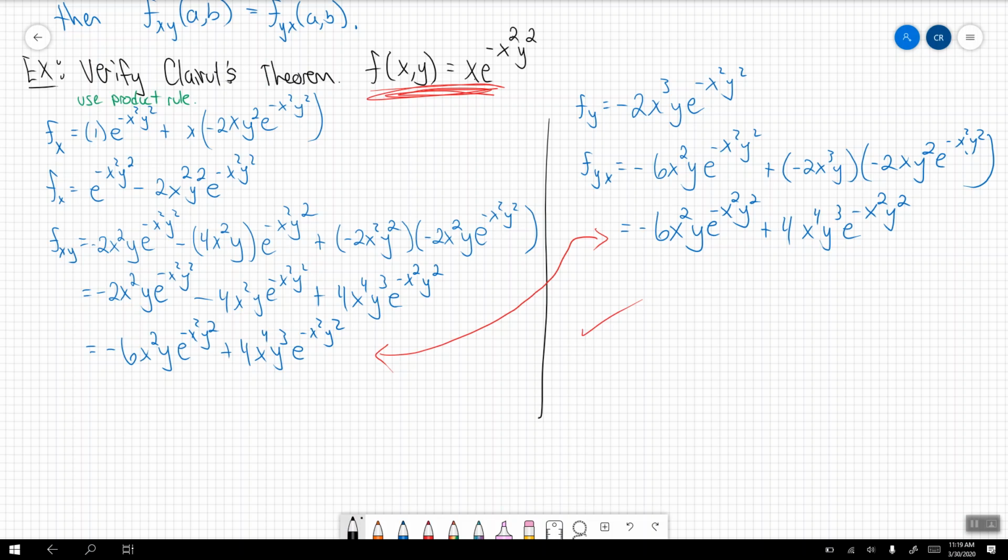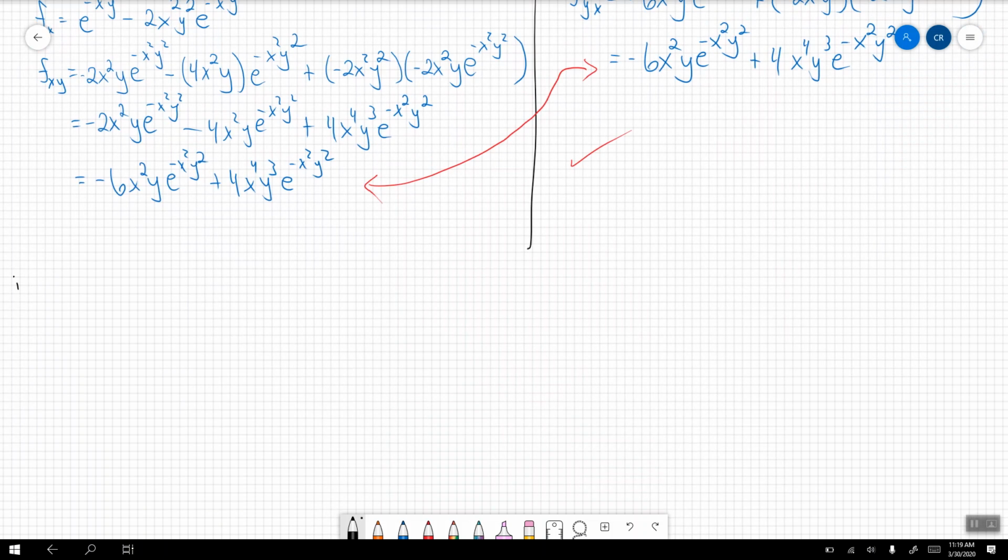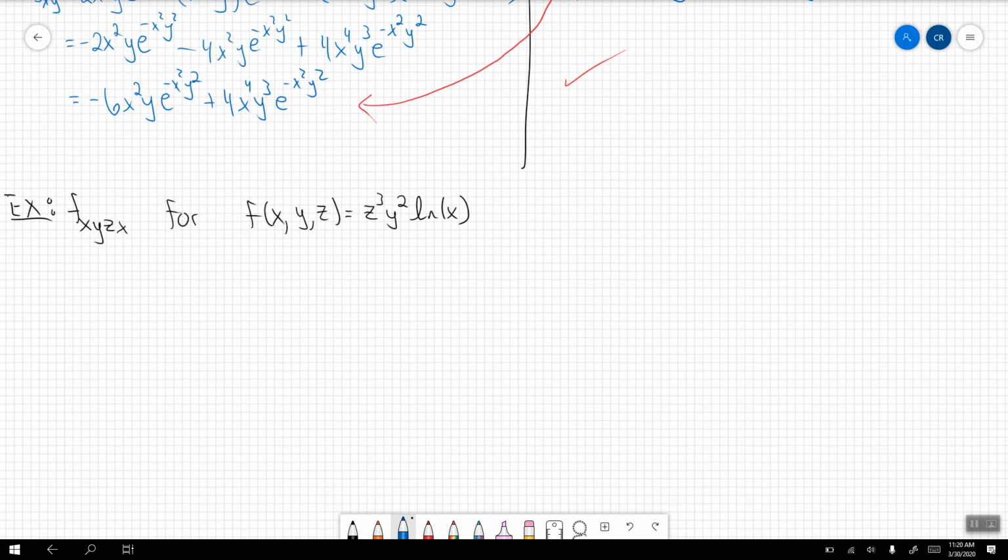Nice. Now, what if we wanted to mix higher order partial derivatives? So let's say that we wanted to find f sub x, y, z, and let's say x again, for this function, f of x, y, z is equal to, let's say, z cubed y squared natural log of x. Let's see if we can find that partial derivative.